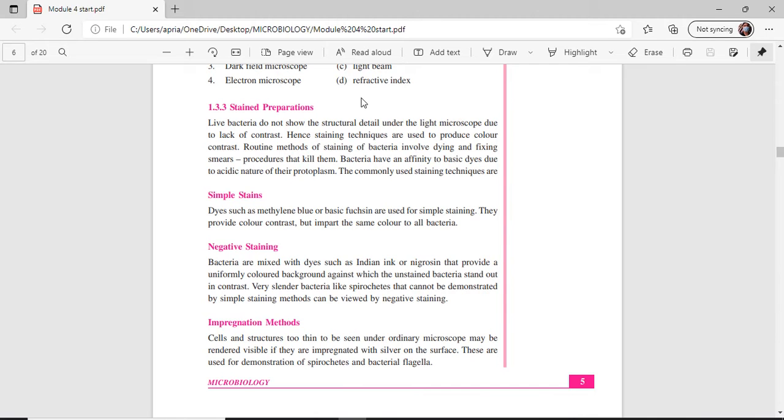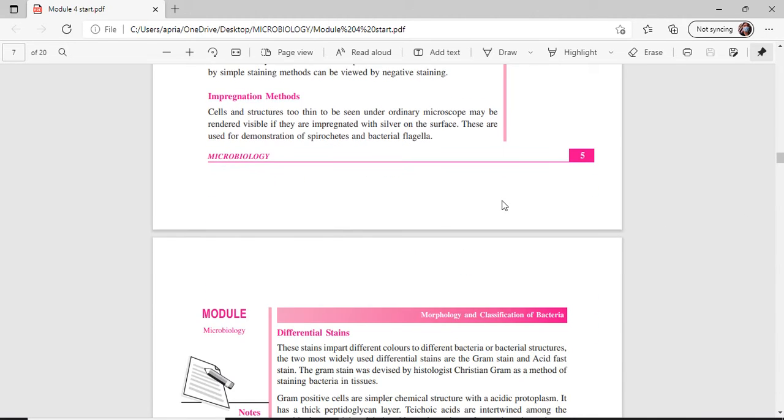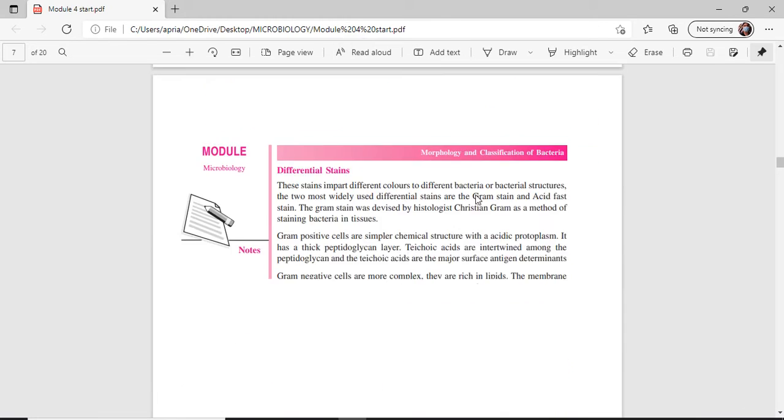Next, your impregnation methods. Cell structures too thin to be seen under an ordinary microscope may be rendered visible if they are impregnated with silver on the surface. They are used for demonstration of spirochetes and bacterial flagella. Kaya ang flagella ay pwedeng makita. Spirochetes, makita ninyo ito. Anong shapes ang spirochetes?